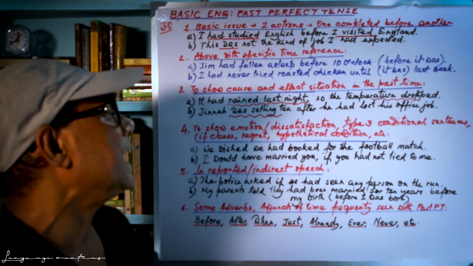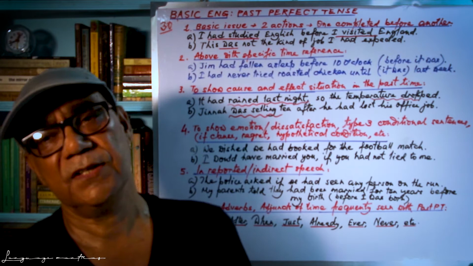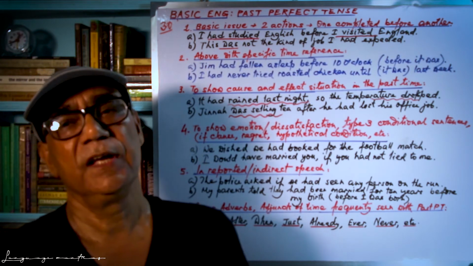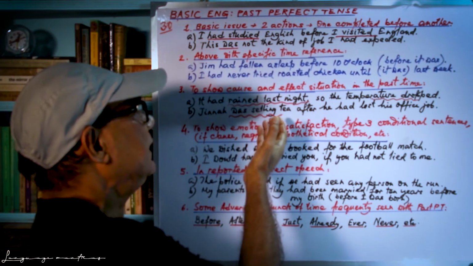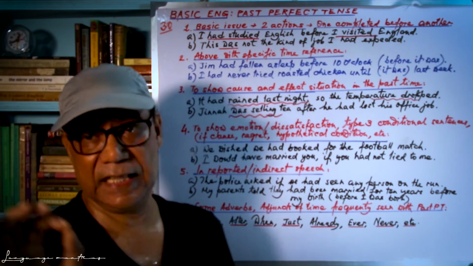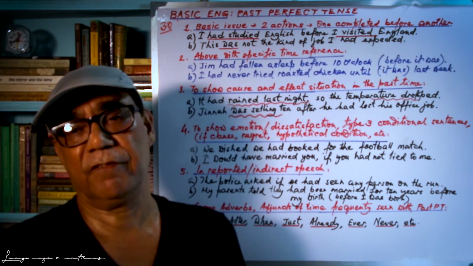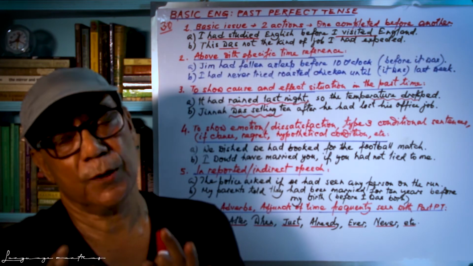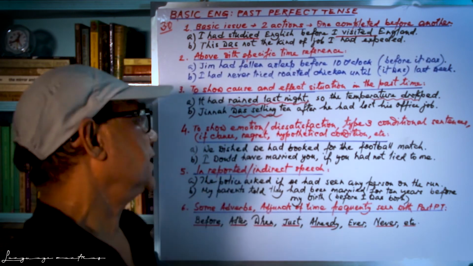Jinnah was selling tea after he had lost his office. We have already referred to this sentence. Jinnah had an office job. He lost it first and then he began to sell tea. What's selling tea in the past continuous tense? Maybe a period of time is being referred to here. That's why instead of simple past, here it is past continuous tense.